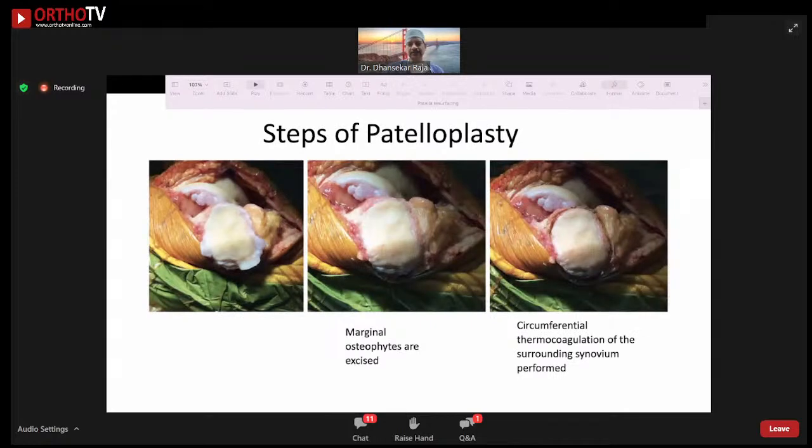So most of us do this step of patelloplasty. We remove all the osteophytes because usually we do total knee replacement for tricompartmental arthritis. We remove the marginal osteophytes and then reshape the patella. And then some of us do a thermocoagulation of the surrounding synovium of the patella.